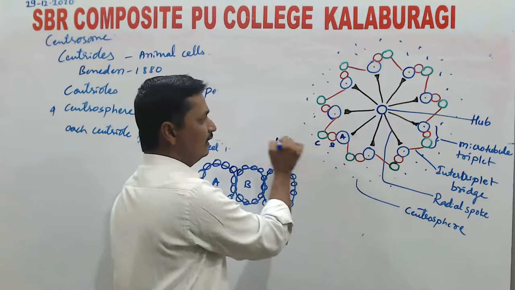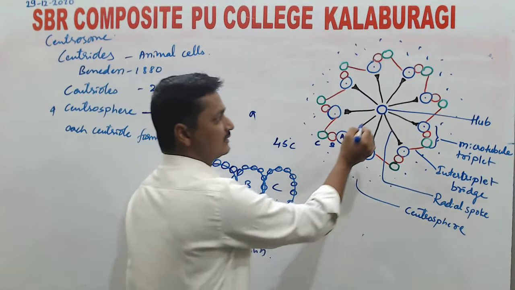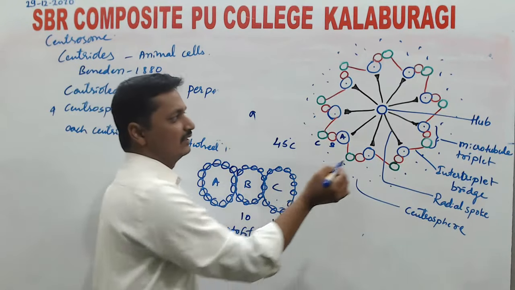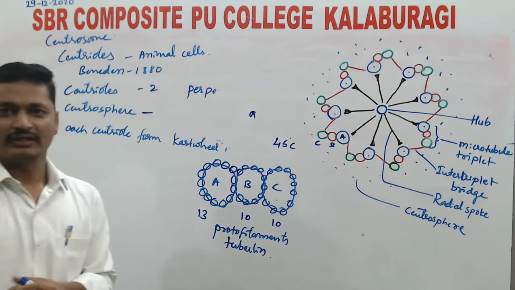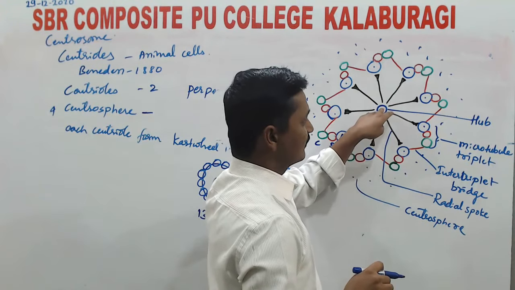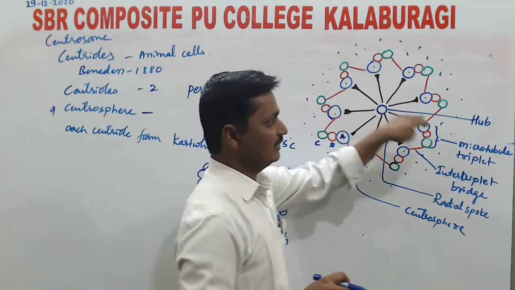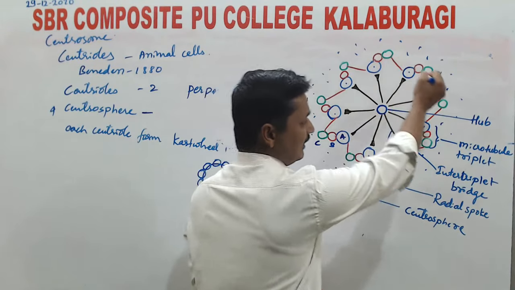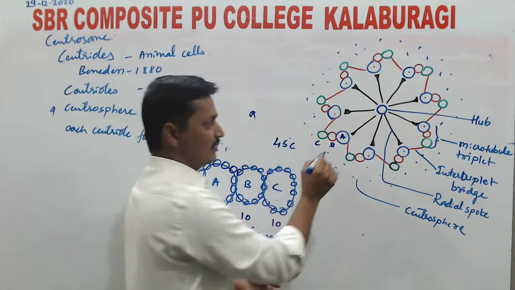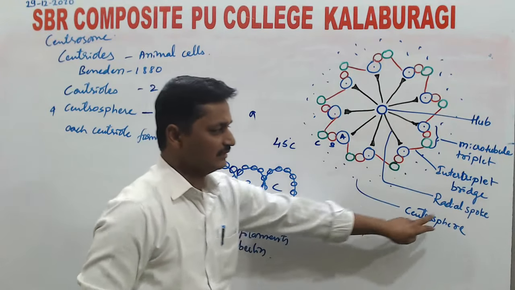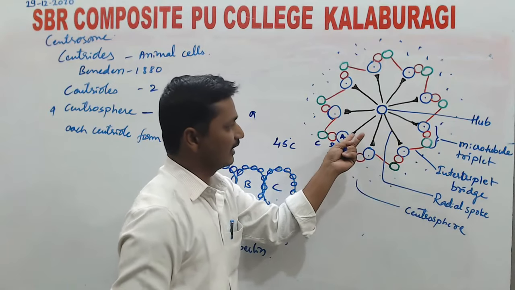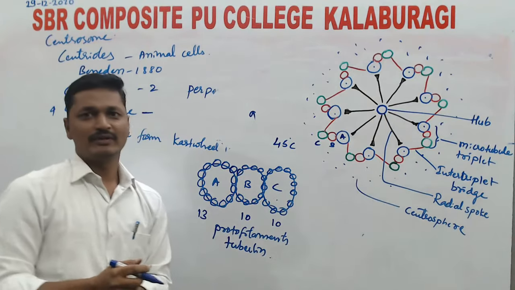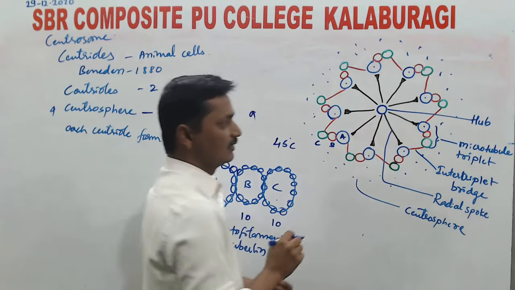These 9 peripheral microtubules connect with the central core, called the hub. Here we are not finding any microtubules, just a single structure called the hub. It is also made up of the protein tubulin. And this hub is connected with all 9 peripheral triplets through radially arranged tubules called radial spokes. These radial spokes have a head towards the peripheral microtubules and a tail towards the hub. So everything is made up of proteins.